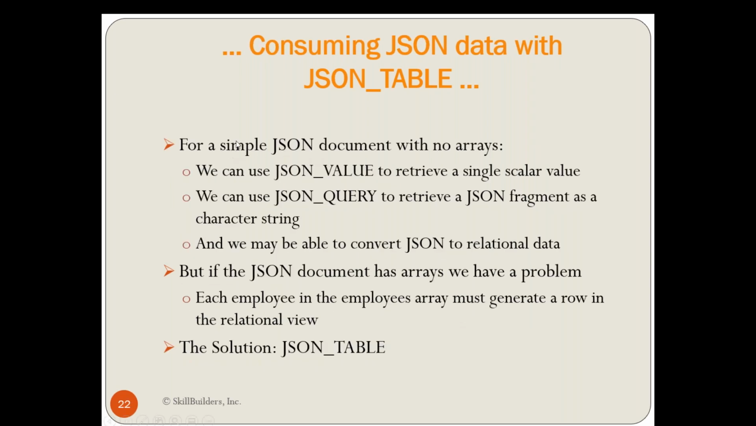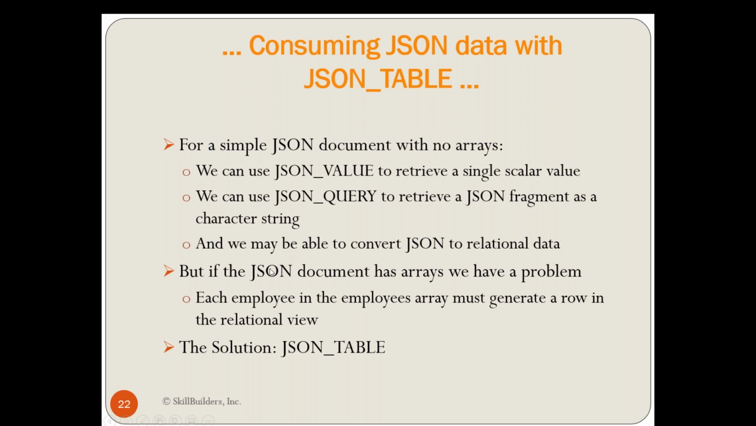Now, for simple JSON documents with no arrays, you want to convert that to relational data. It's really not a problem. Use JSON value for each piece you want, and you have multiple JSON values or dot notation or whatever you want to use, and you get all your columns and you convert it to relational data. That's fine. Well, that's the simple case when there's no arrays.